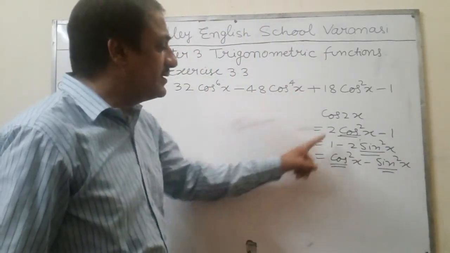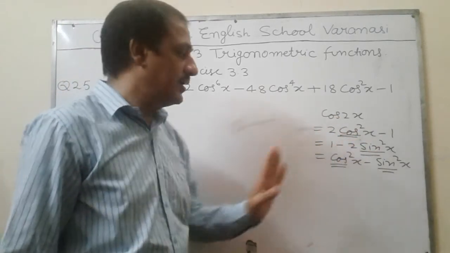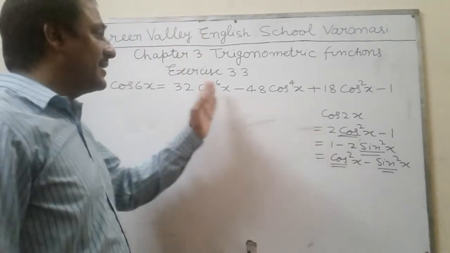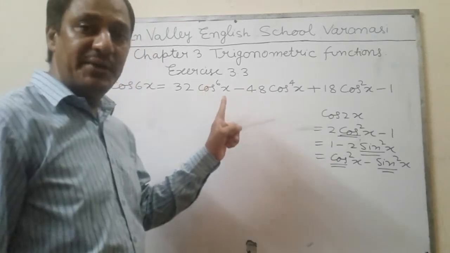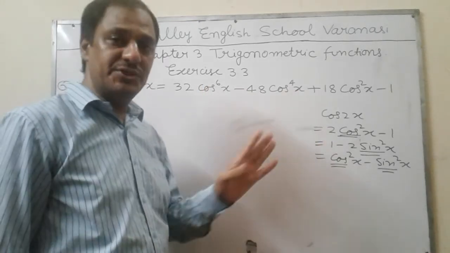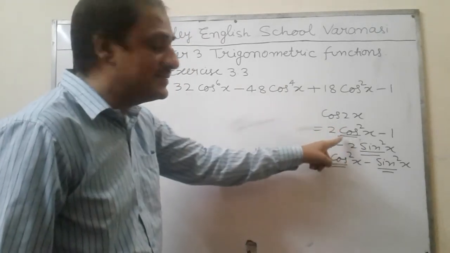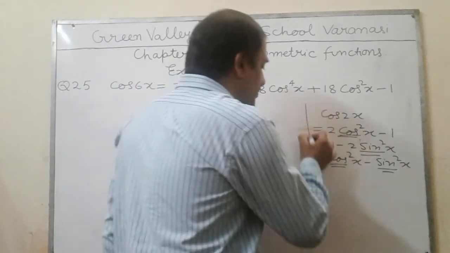So we will prefer this identity, cos 2x equal to 2 cos square x minus 1. Why are we using this one? Because in the right hand side, all the terms have which trigonometric ratio? Cos. So we will prefer this one because it has cos. So we are going to use this identity.